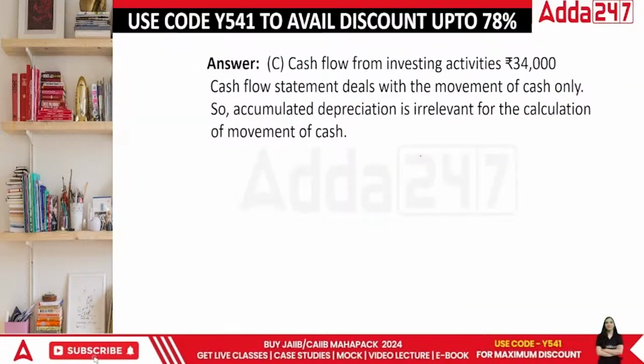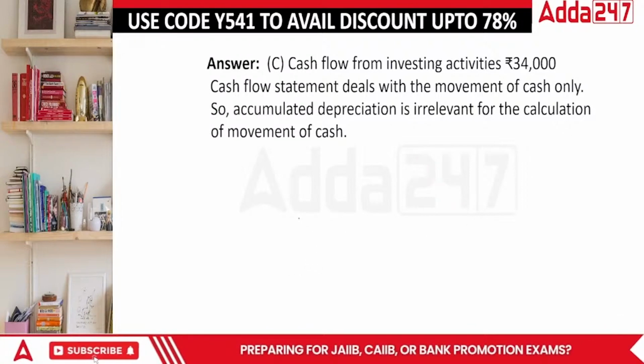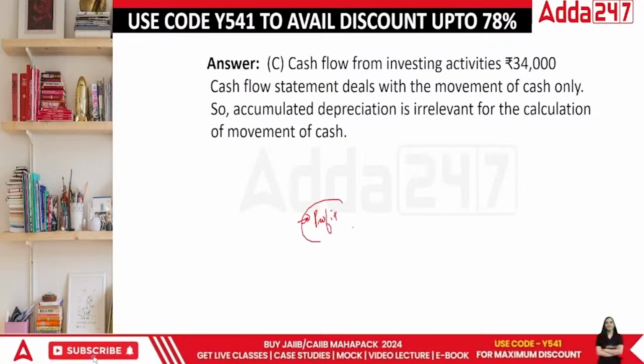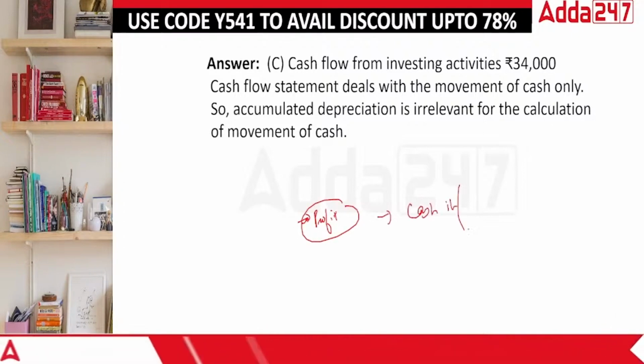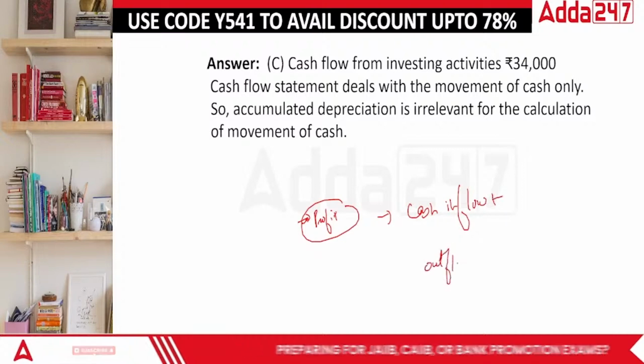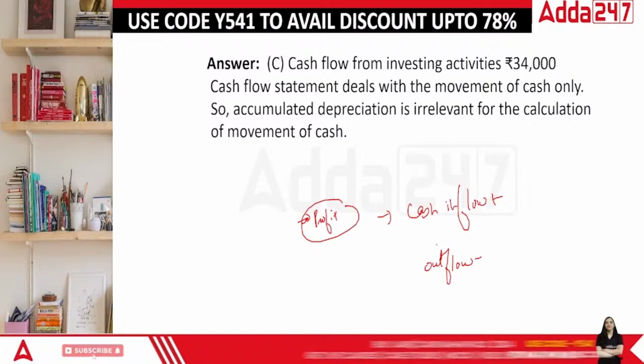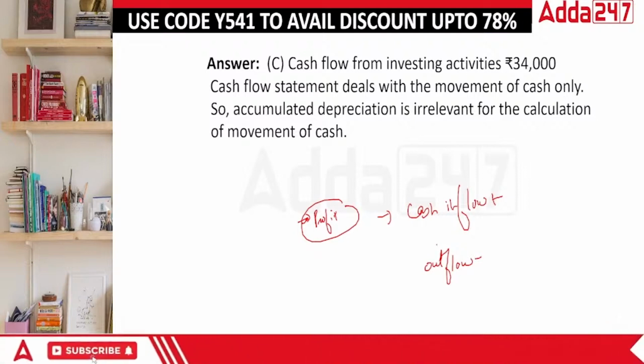Chaliye, then let's do it. Cash inflow from this is 34,000. The reason is that it deals only with the movement of cash. Cash flow never talks about the amount of profit, or whether it is unrealized or realized. It just says inflow of cash is a plus, outflow is a minus. Hai na? Done, everyone?